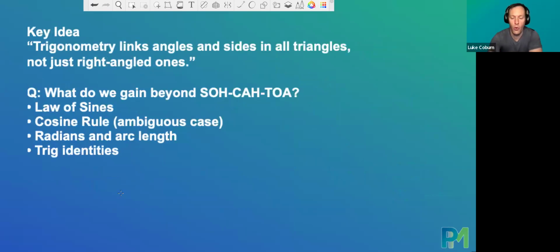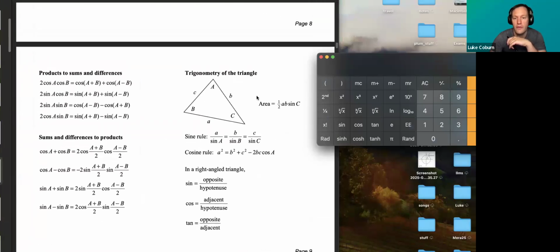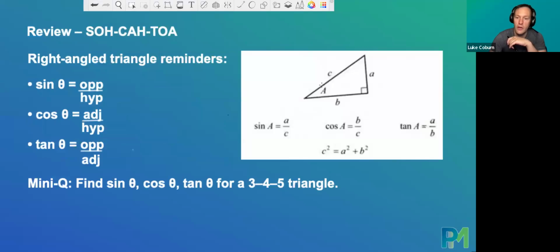So this is a quick warm-up. So what are we doing with trigonometry? We're linking angles and sides in triangles. Not just in all triangles, not just right angle triangles. So we'll have some triangles like this that we can apply trigonometry to solve. And for right angle triangles, we have the rules as you already know, SOH-CAH-TOA, and Pythagoras. So we're still going to be able to use that, but we're going to be able to extend trigonometry to triangles that don't have right angles. Okay.